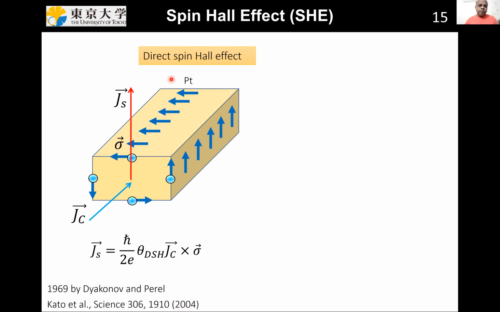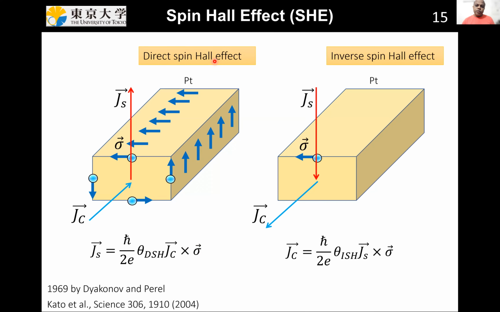Suppose you take a heavy metal like platinum or tungsten and pass a charge current through this material, then there will be spin accumulation on the surface. It's shown by these blue arrows over here. And this will produce a spin current, whose magnitude is given by this expression over here, and whose direction is mutually perpendicular to the charge current direction and the spin polarization direction. This is the direct spin Hall effect.